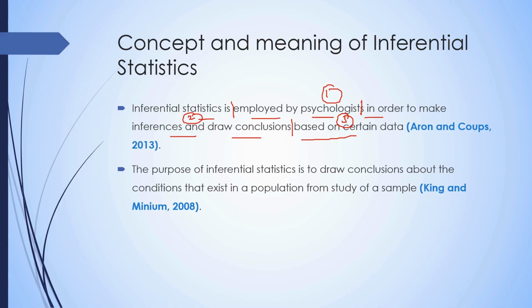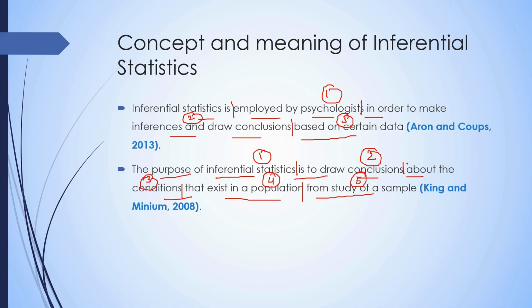The fourth definition was given by King and Minium in 2008. It says the purpose of inferential statistics is to draw conclusions about the conditions that exist in a population from a study of a sample. So let's break down this also. What does it say? It says purpose of inferential statistics. What is the purpose? To draw conclusions. About what? About the conditions. Which conditions? That exist in a population. This would be a fourth part. From study of a sample.